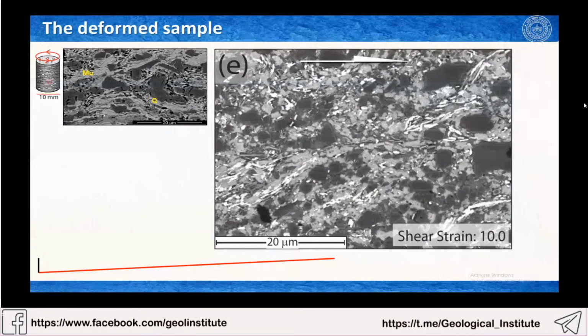This is shear strain 10, and you see the microstructure is completely different. You also see some shear zone induced microstructures by these sigmoidal features and so on. Quartz grains are very much reduced in their size. Feldspar are very much dominating, also the sillimanites and so on.